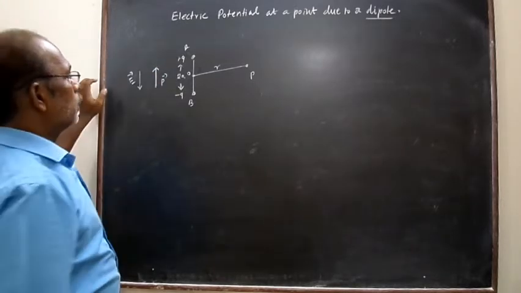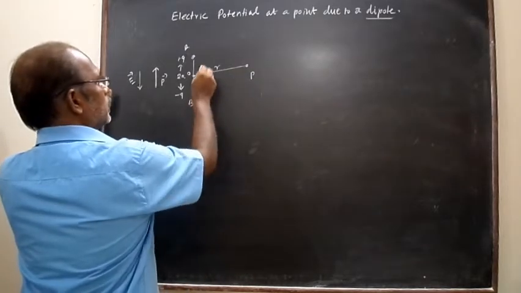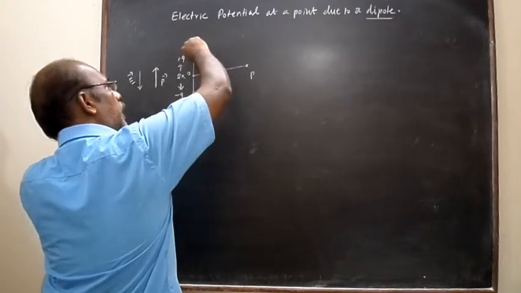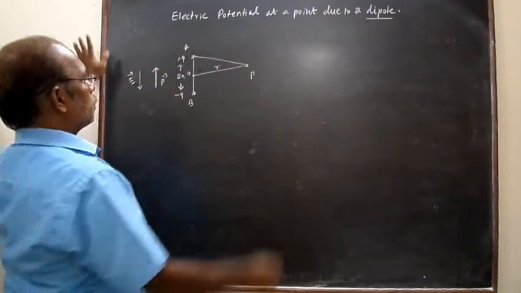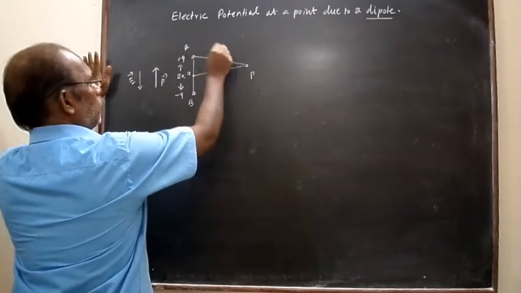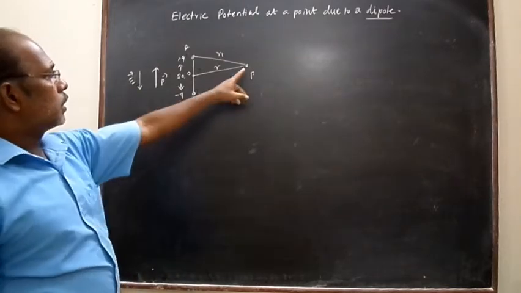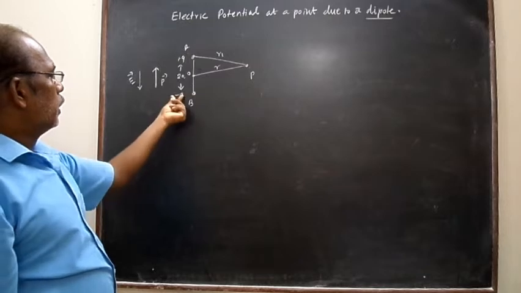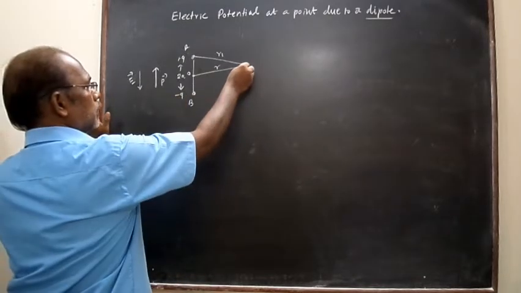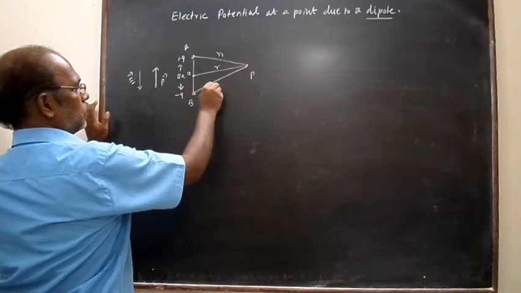Okay. Now, the distance of P from the point A, where the plus Q charge is kept, is R1. The distance of the point P from the point B, where the minus Q charge is kept, is R2.